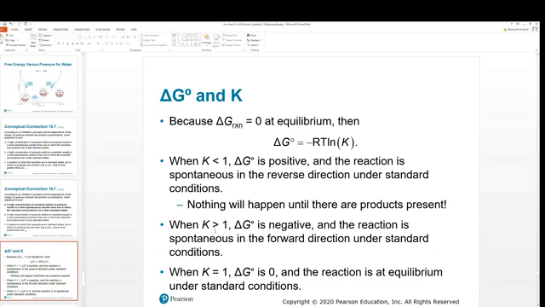When K is greater than 1, meaning more products than reactants, delta G is negative. That means the reaction will be spontaneous in the forward direction in order to get to K, right? Because it's definitely favored the products. And delta G is negative, so that's perfect. That means it's going to spontaneously favor the products. If K is equal to 1 and delta G is 0, the reaction is already at equilibrium. Nothing needs to be done.